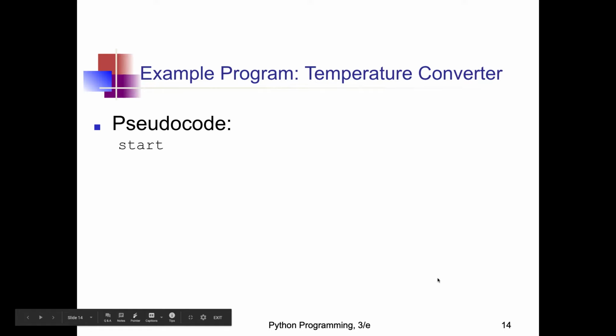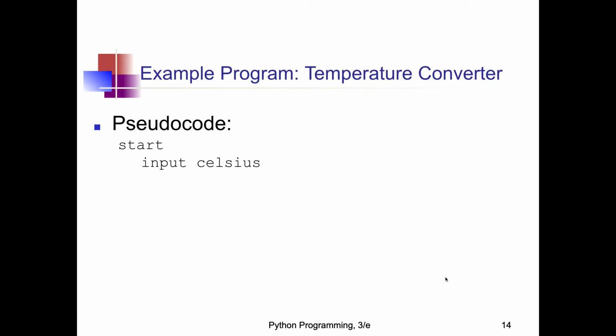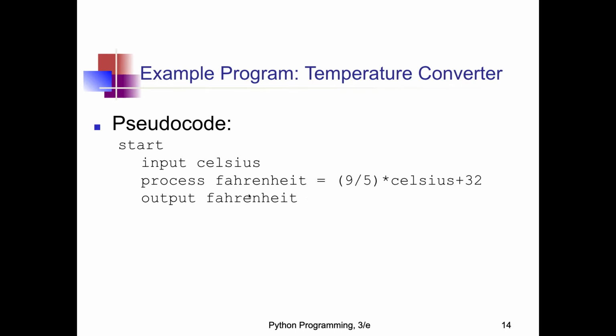Okay, so we're going to start the program. We're going to input Celsius, and how we input will be very specific to which programming language we're using. And the process, which is to find out Fahrenheit and output Fahrenheit, and then the program ends.